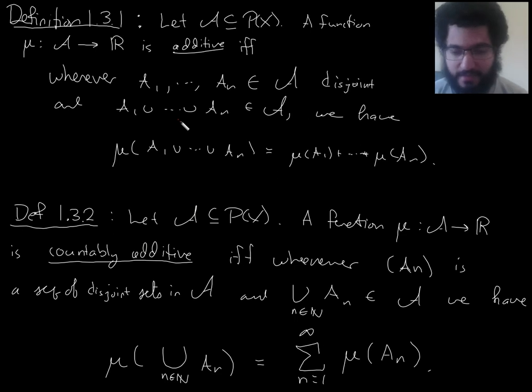So let me frame it this way. If we think of sigma algebras or algebras of sets as good, then our goal will be to extend additive or countably additive functions mu from non-good classes of sets to good ones. And in order to do that, we need to discuss what it means for them to be additive or countably additive on the non-good classes of sets to begin with.